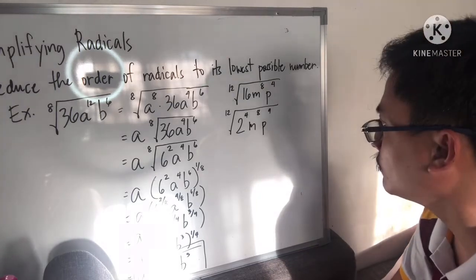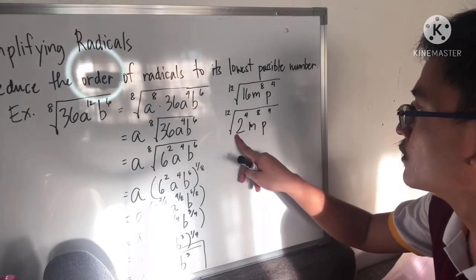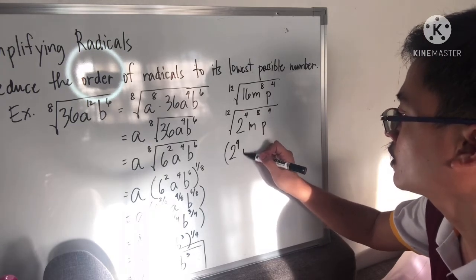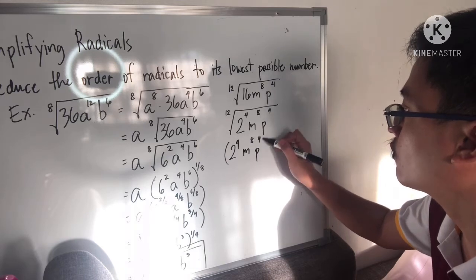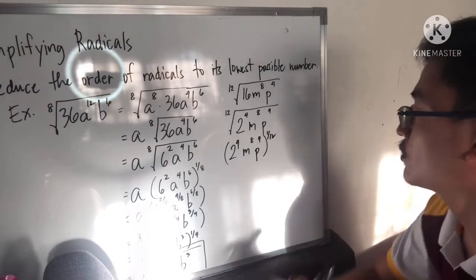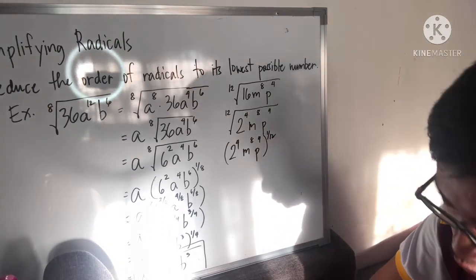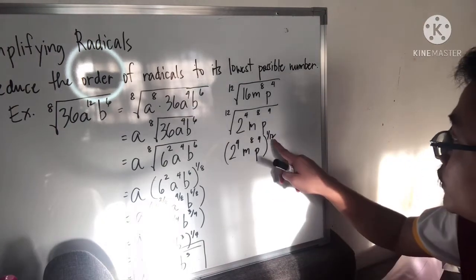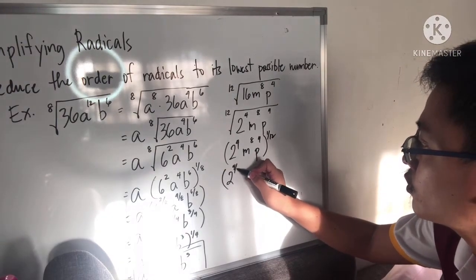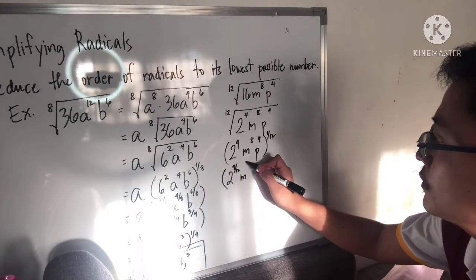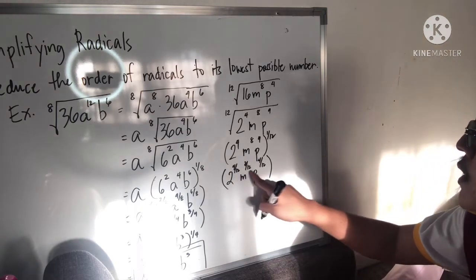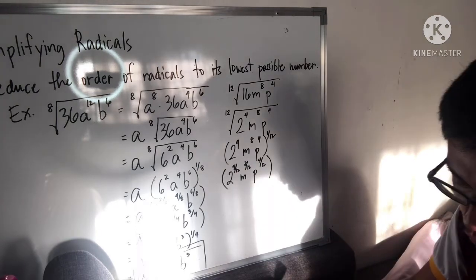And then, we'll make it a fractional exponent. Let's rewrite this: 2 raised to the 4th, m raised to the 8, p raised to the 4th, all raised to 1 over 12. And then, we distribute 1 over 12 inside the parentheses. So, that's 2 raised to 4 over 12, m raised to 8 over 12, p raised to 4 over 12. So, same denominator. And then, we're going to reduce it.